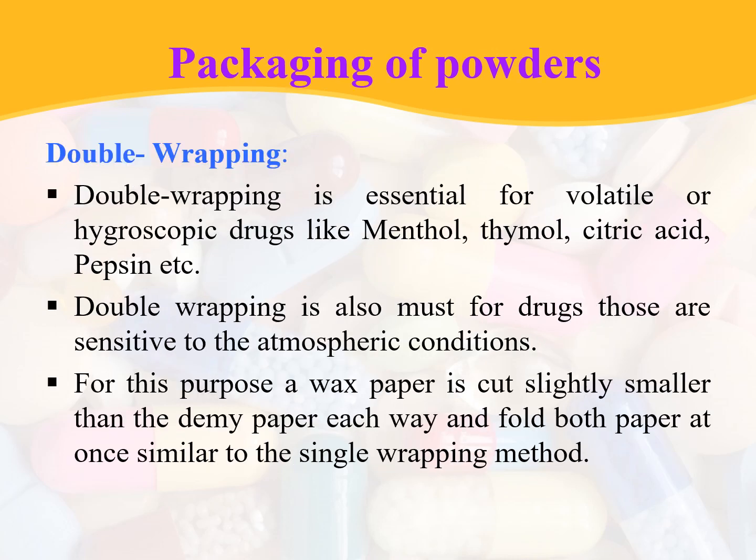Coming to double wrapping. Double wrapping is essential for volatile or hygroscopic drugs like menthol, thymol, citric acid and pepsin. Double wrapping is a must for drugs that are sensitive to atmospheric conditions. For this purpose, a wax paper is cut slightly smaller than the white paper each way, and both the papers are folded at once, similar to the single wrapping method.